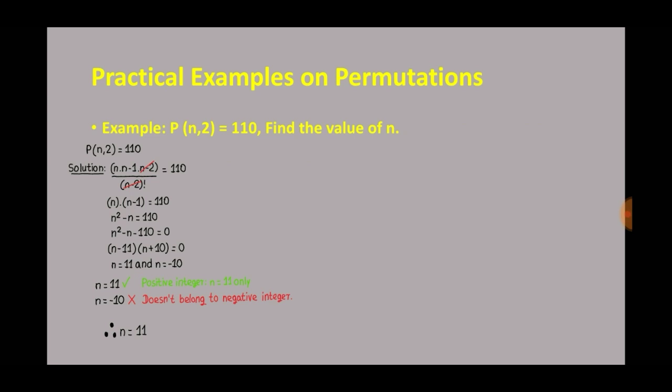On the second example, P(n, 2) = 110. Find the value of n. In the solution, we can use n factorial, n times (n minus 1) times (n minus 2) factorial over (n minus 2) factorial. (n minus 2) factorial will be cancelled. n times (n minus 1) equals 110. Multiplying out, n squared minus n equals 110, so n squared minus n minus 110 equals 0.